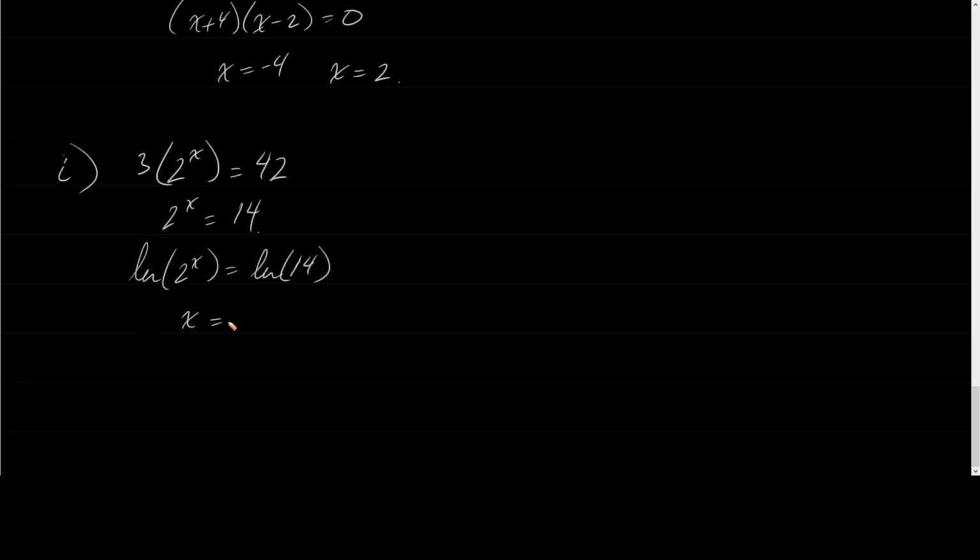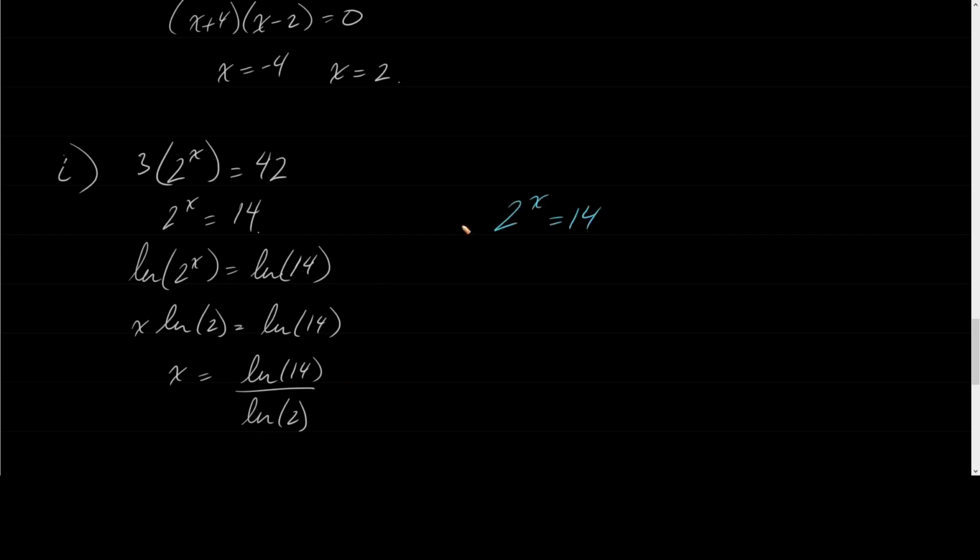sorry, let me just rewrite this. In here, I could bring the x to the front, right? So I have x ln of 2 is equal to ln of 14. So finally, x is equal to ln of 14 over ln of 2, which is equivalent to what we would have gotten if we had done things with base 2. What do I mean? So we had 2 to the x is equal to 14 at this point, right? So if I had done things with base 2, so log base 2 of 2 to the x, that would give us log base 2 of 14.